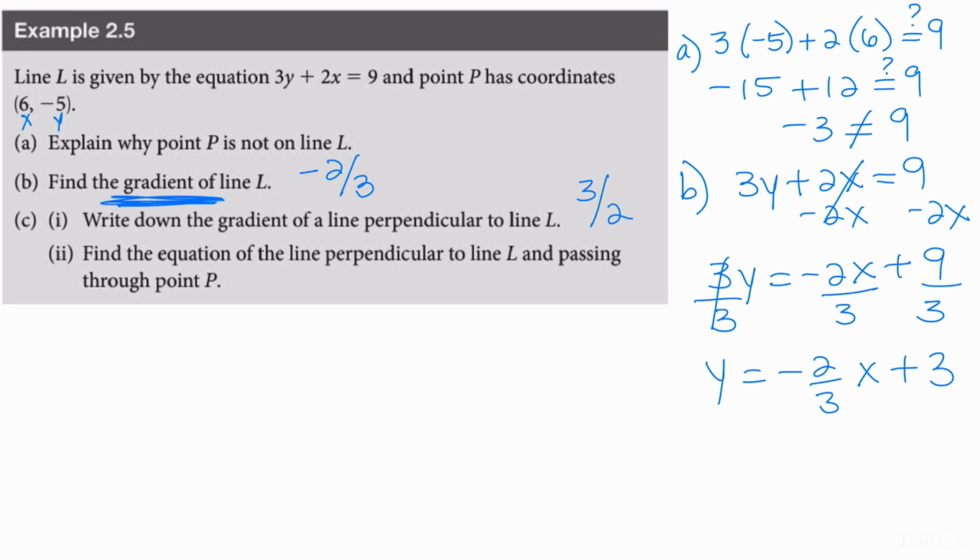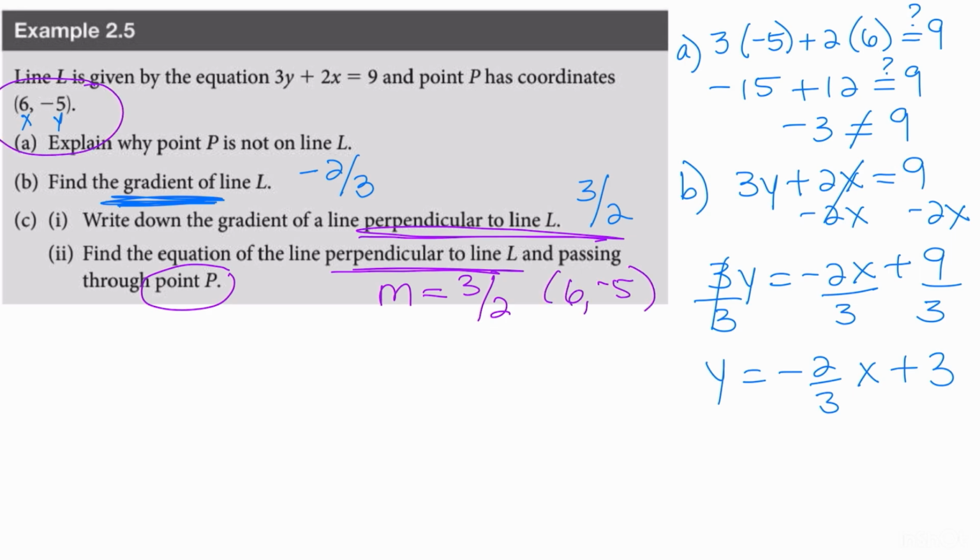Find the equation of the line perpendicular to line L and passing through point P. Okay, read that again. Find the equation of the line perpendicular to line L, which we just found is going to have a gradient of 3/2 because we determined that in the last part. And it has to pass through point P, which they gave me as 6, negative 5. So for part C, part 2, I'm going to go ahead and put y minus y1, which is negative 5, is equal to 3/2 times x minus 6. Negative is a positive. That would be the answer.